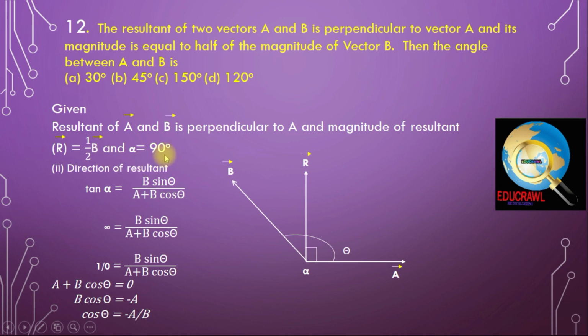And since R vector is perpendicular to A vector, we are marking the angle as 90 degree and giving it the name alpha. The angle between R vector and A vector is named as alpha and the value of alpha is 90 degree. So here our aim is to find the angle between A and B. In the diagram, this angle is marked as theta and our aim is to find this angle theta.